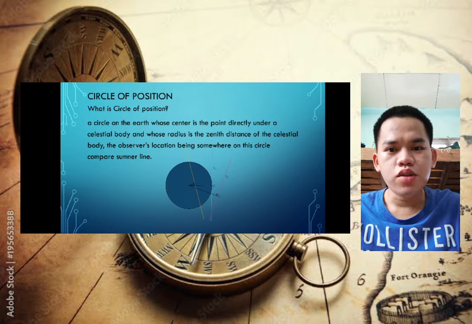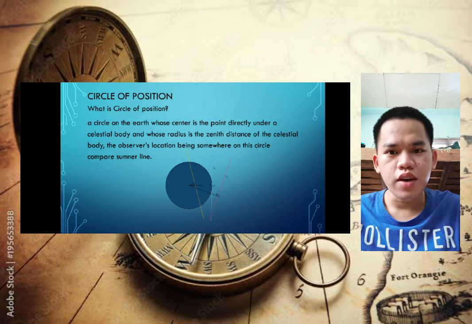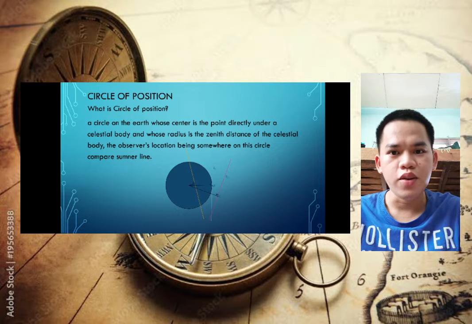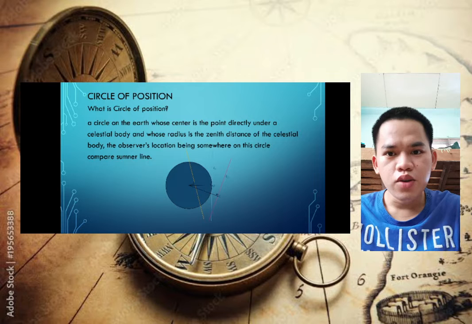Circle of position. What is a circle of position? A circle on the earth whose center is the point directly under a celestial body and whose radius is the zenith distance of the celestial body. The observed location is somewhere on the circle, compared to a position line.